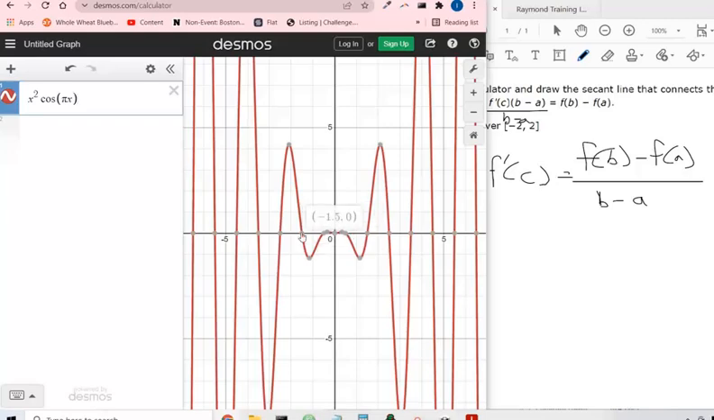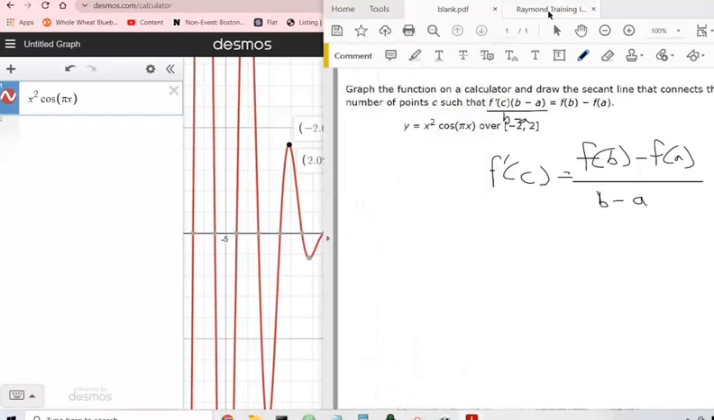And between -2, which is up here roughly, and then +2, we're supposed to find all the places where the x-coordinate has the same slope as the slope between the 2 points. And what they're saying here is that this is the slope between x equals -2 and x equals +2.